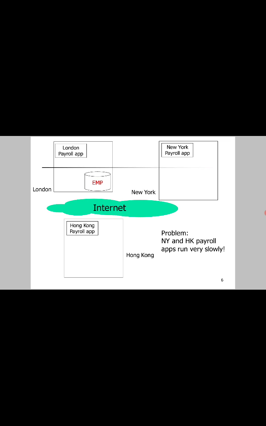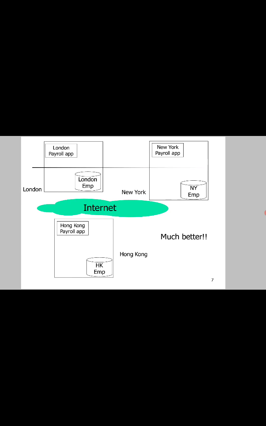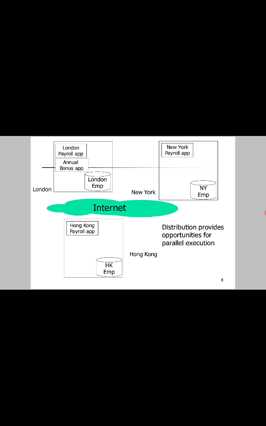The problem is New York and Hong Kong payroll apps run very slowly over the internet. The Hong Kong database is much better. So distribution provides opportunities for parallel execution. Another feature of distributed databases is the distribution of the same database, the same structural database in multiple places.